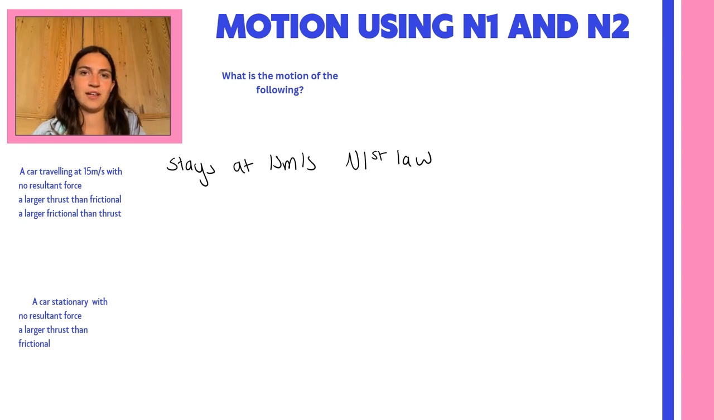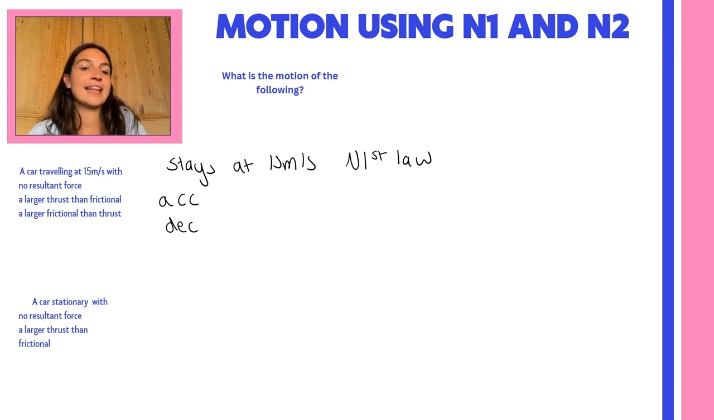Remember, in order to travel at a constant velocity, your object doesn't need to have a resultant force acting on it. Okay, next, a larger thrust than frictional force. So now there will be a resultant force acting on my car, and since it's a thrust larger than the friction, that will cause my car to accelerate by Newton's second law. In your exam, I would always state the law that you're referring to in your answer. Okay, and then finally, a larger frictional than thrust. So again, there's a resultant force acting, but this time the resultant force would cause the car to decelerate.